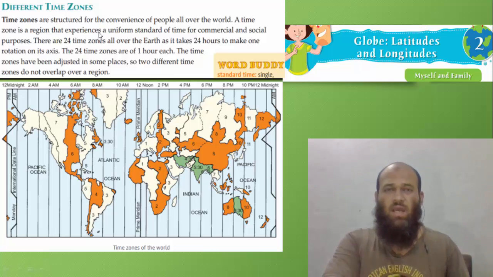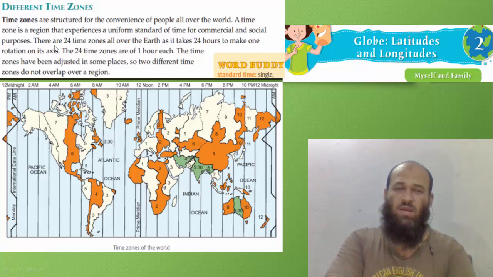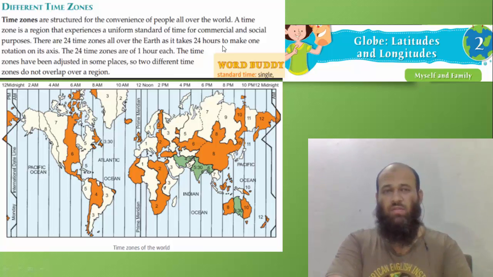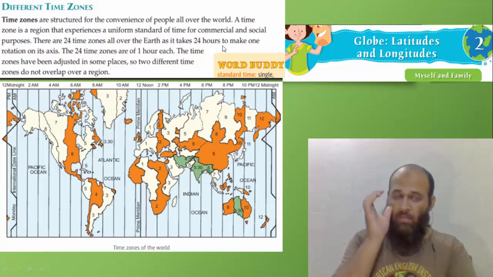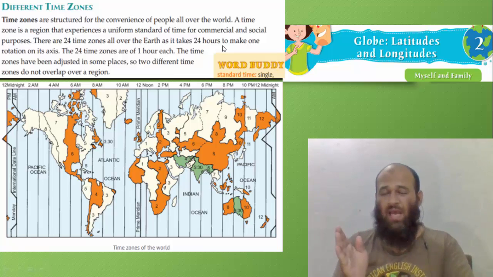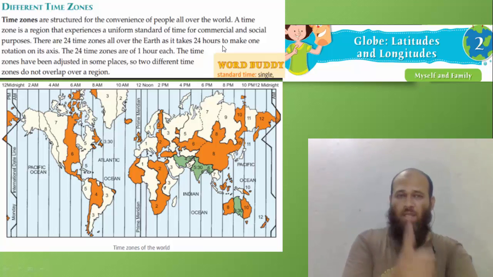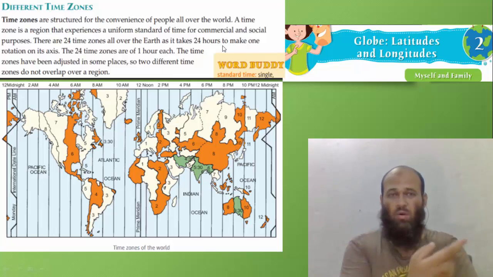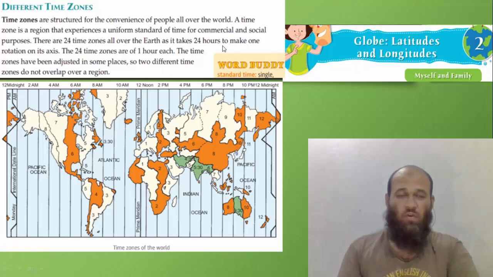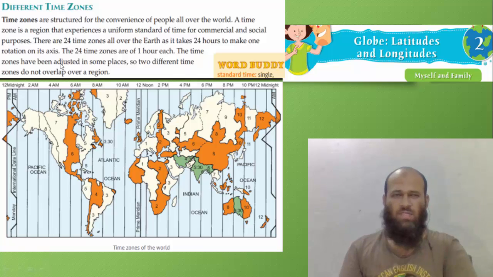Different time zones. A time zone is a region that experiences a uniform standard of time for commercial and social purposes. There are 24 time zones all over the earth, as it takes 24 hours. With each passing time of 1 hour, like 15 degrees from east to west, we take it as 1 hour, and for 1 hour we have one time zone. All the earth is covered into 24 hours and 24 time zones. The 24 time zones are of 1 hour each.